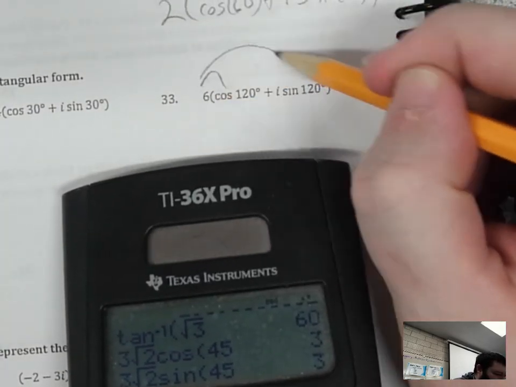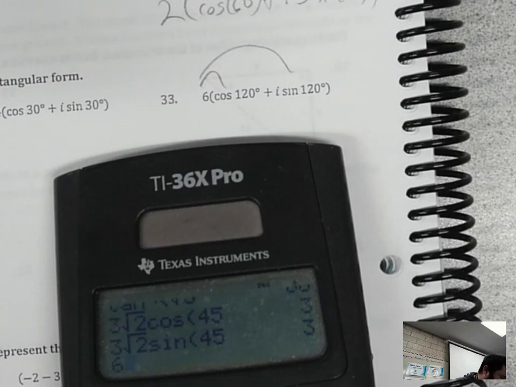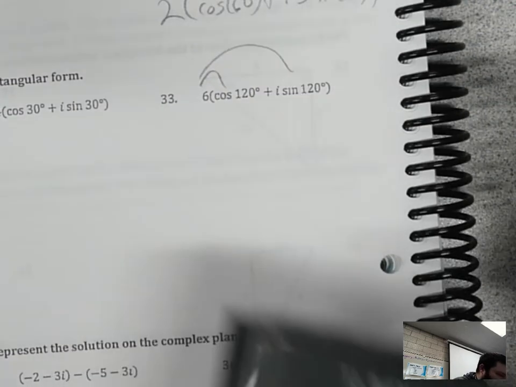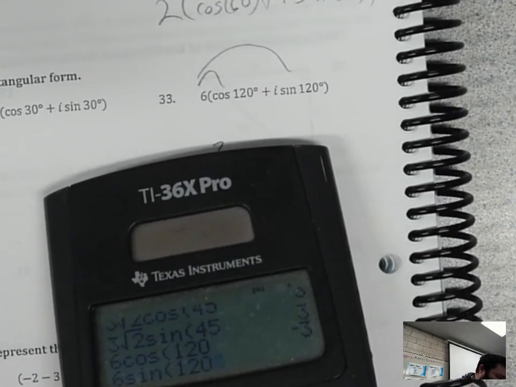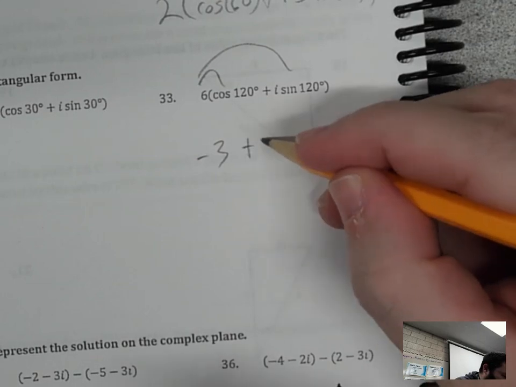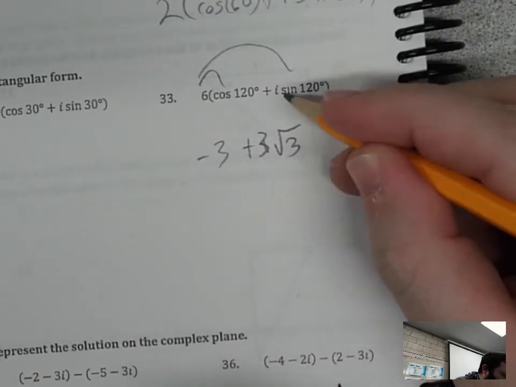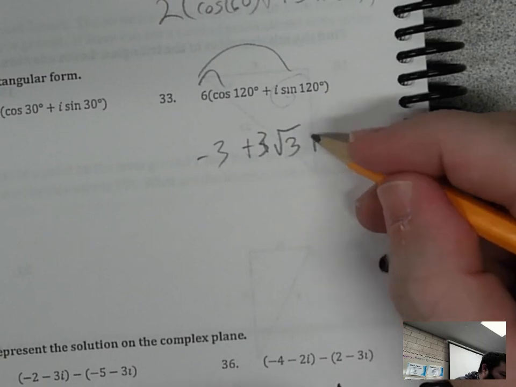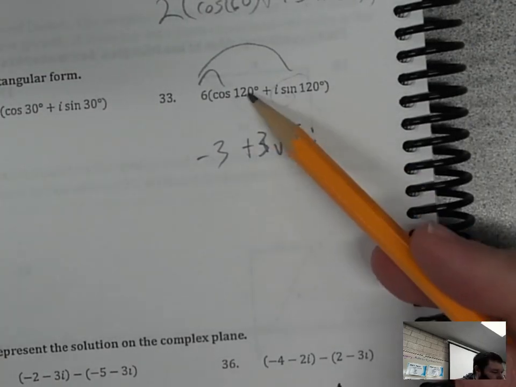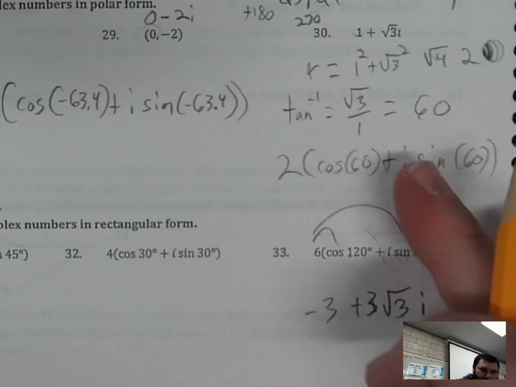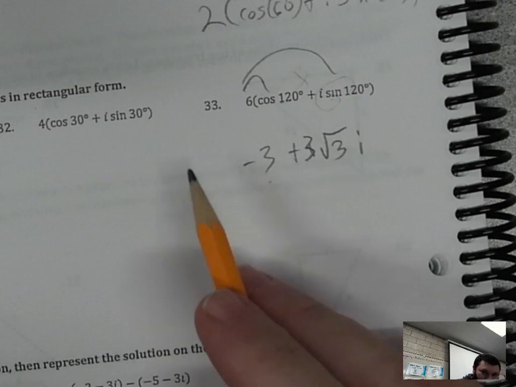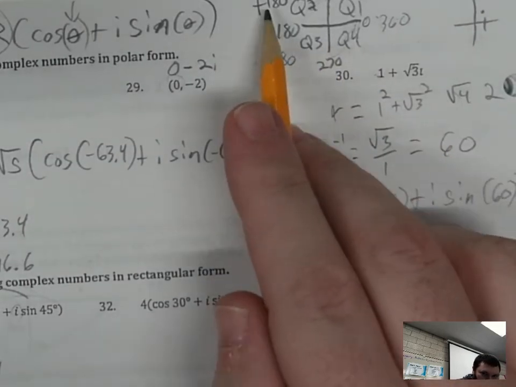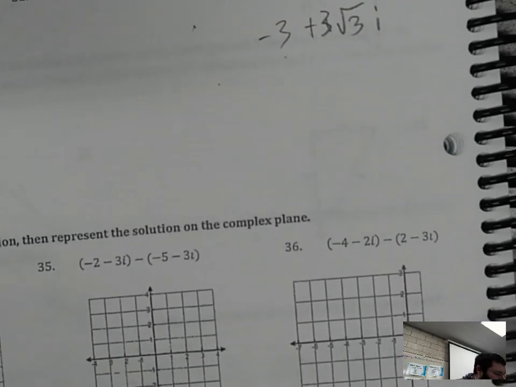Let's do 33. So same idea, distribute the 6 into there, right? 6 cosine of 120 is negative 3. And then 6 sine of 120 is 3 root 3. So plus 3 root 3, but this one is the imaginary one, so 3 root 3i. Now, let's check. 120 would be in quadrant 2, right? That's in the 90 to 180 range. If I were to graph this, I would go left and up. That's in quadrant 2, right? So, yep, it's all good.